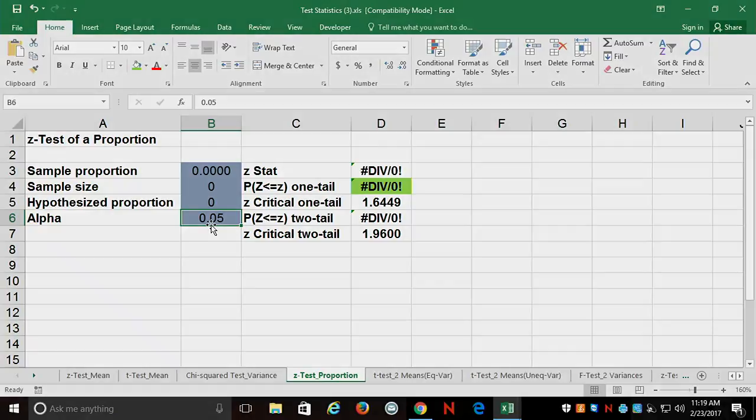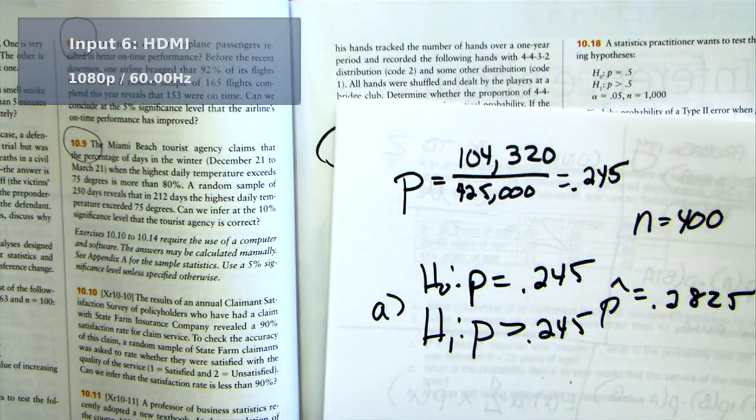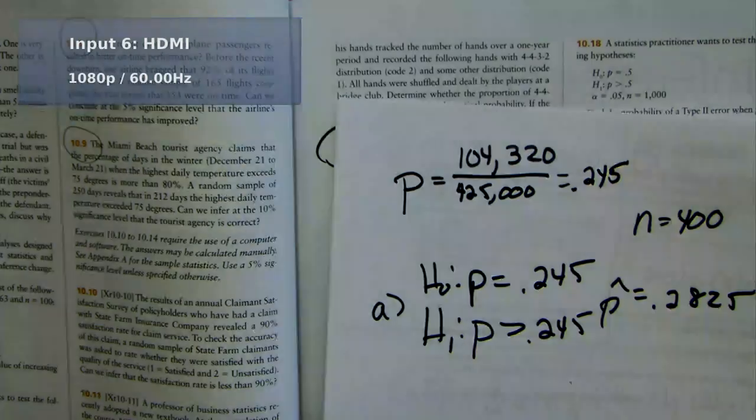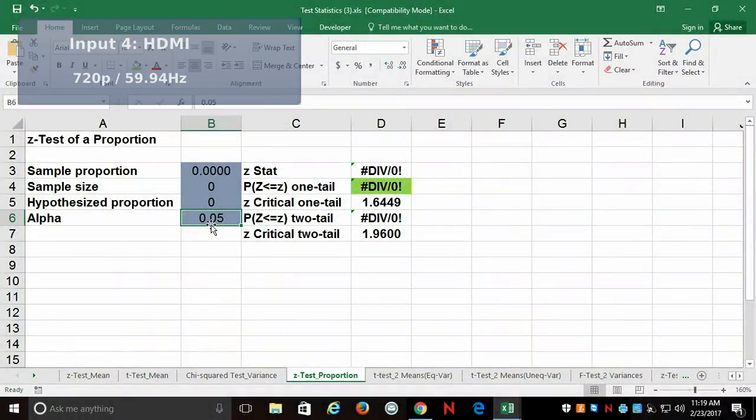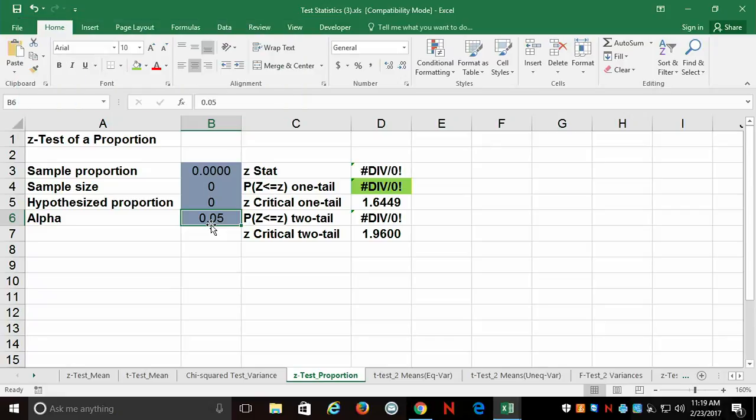What's something I know in column B? What is my sample proportion? Let's talk about that first. My p hat, what is it? Very good. It's, of the 400, 28.25%. My sample size is 400, very good.